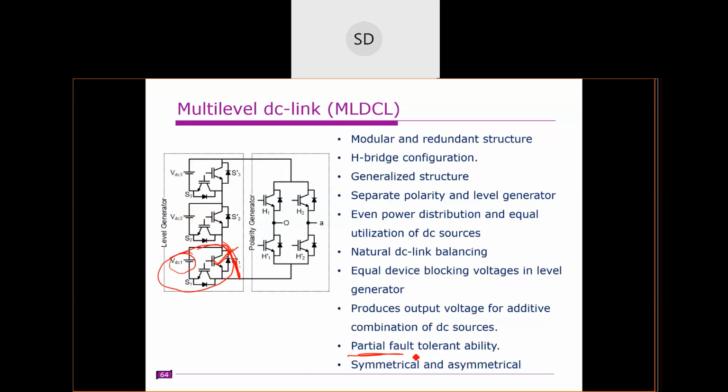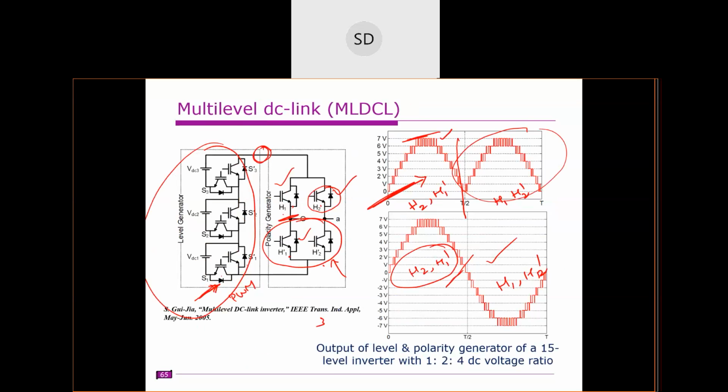But we said that it is partially fault tolerant. Why is it only partially fault tolerant? For example, if we have a fault in this H bridge, say this H1 is faulty, in that case you can obtain only positive levels, because this stage converts the positive levels into negative levels. If this is not working, you can generate only positive levels or only negative levels. That means you can generate only one polarity of the cycle, and the remaining is off. You can see this diagram.